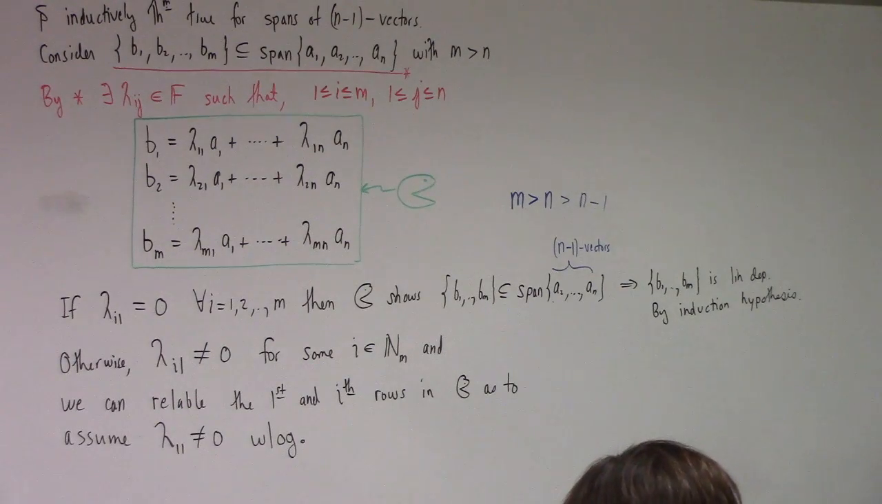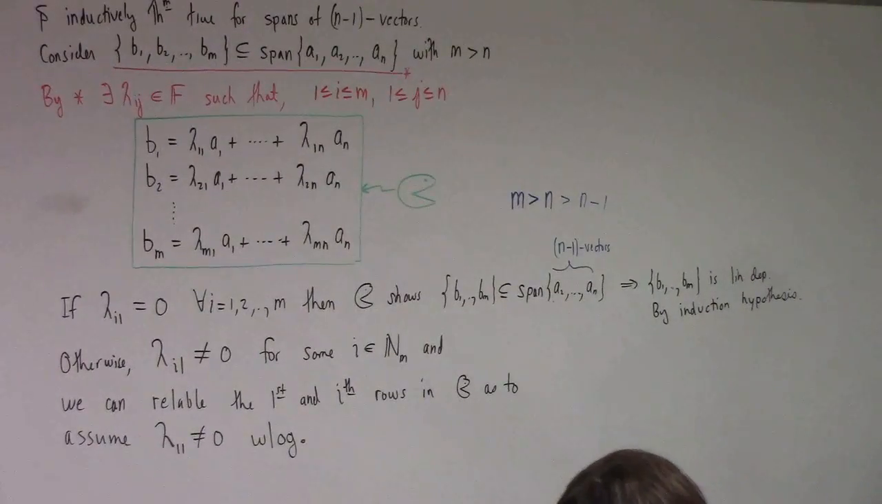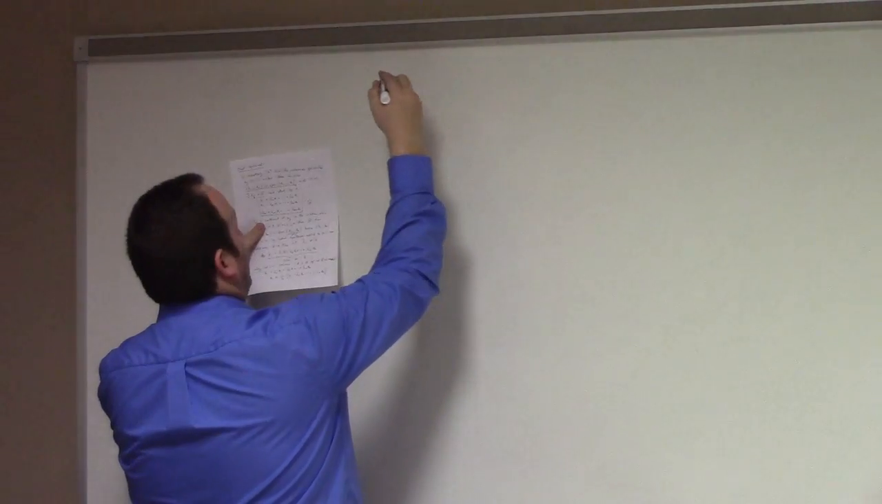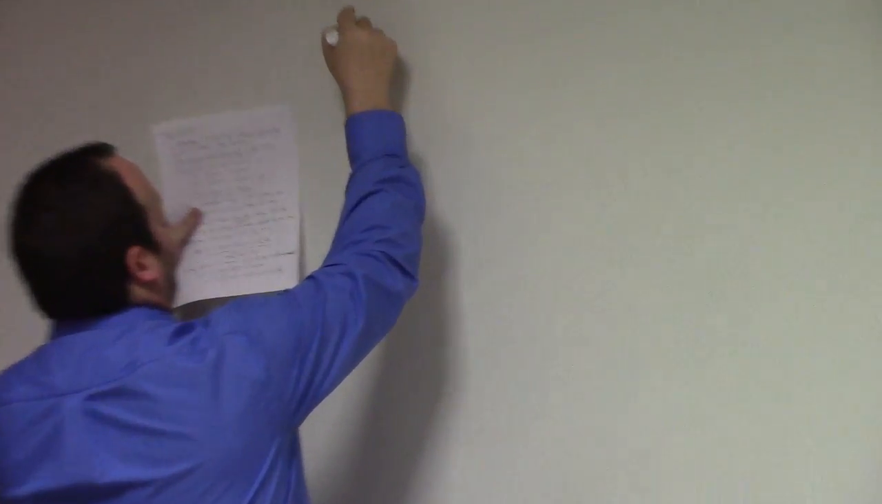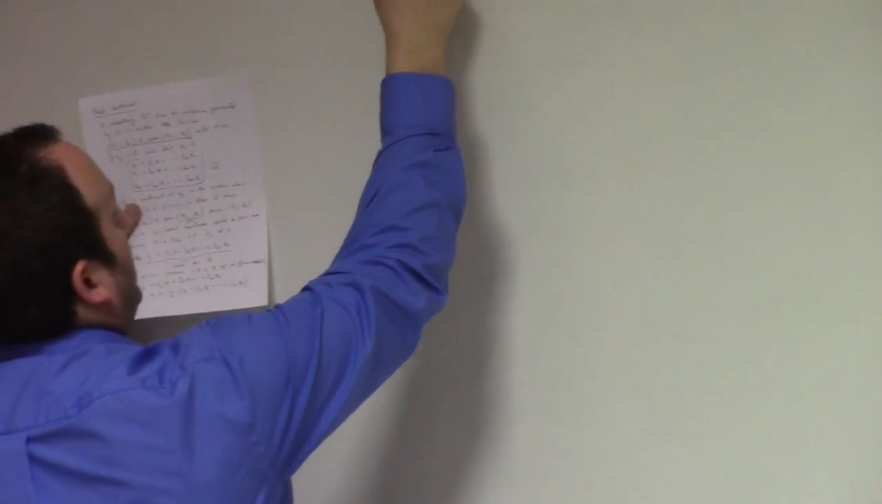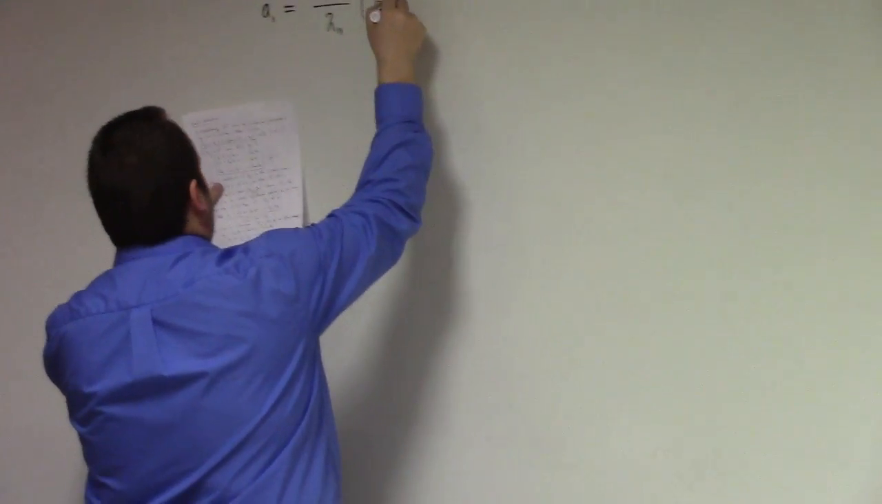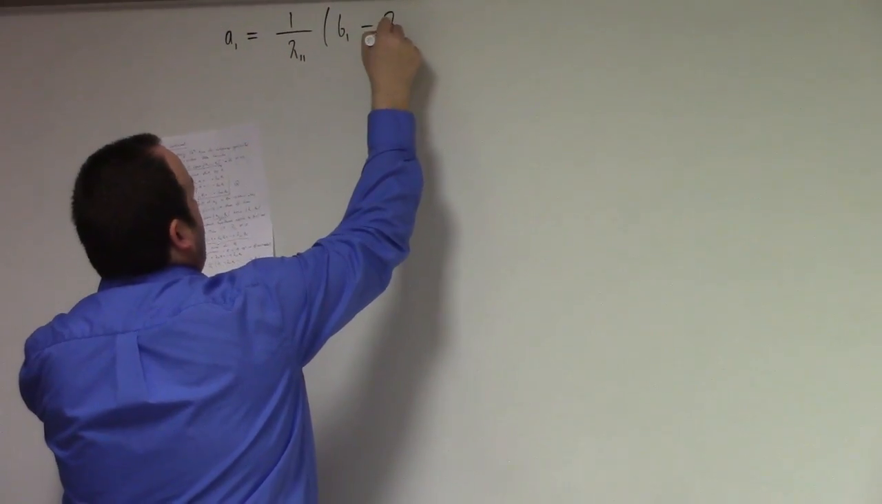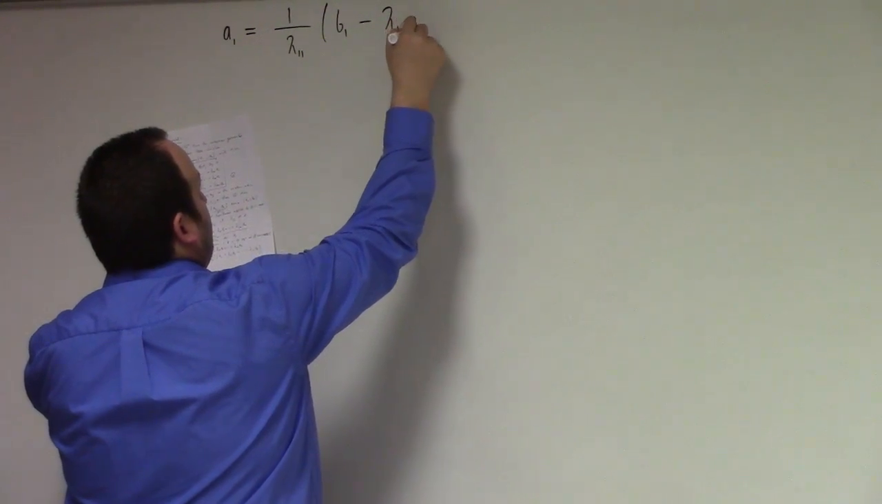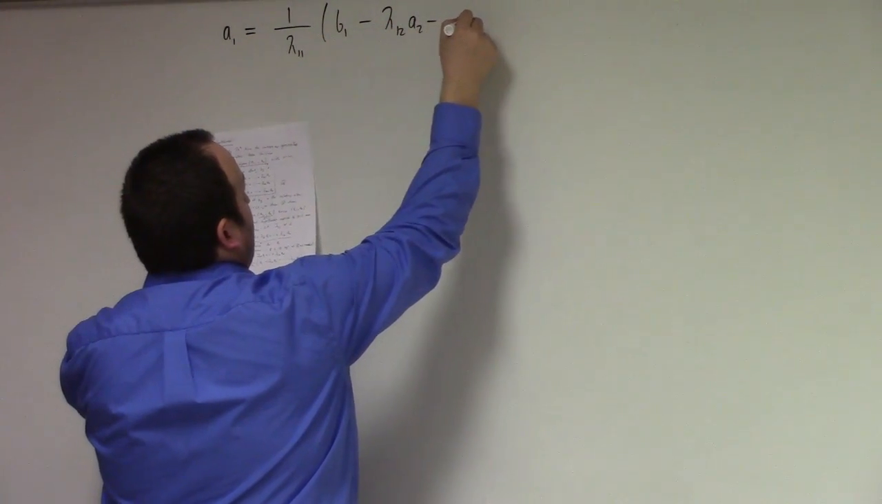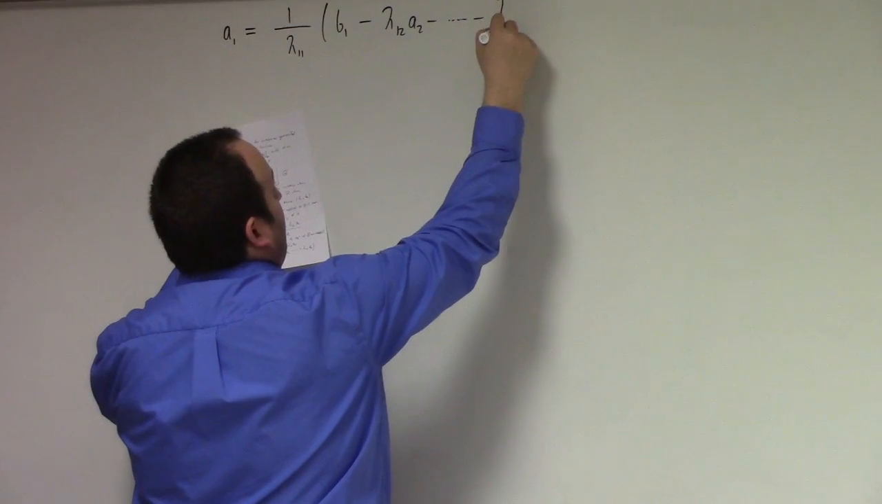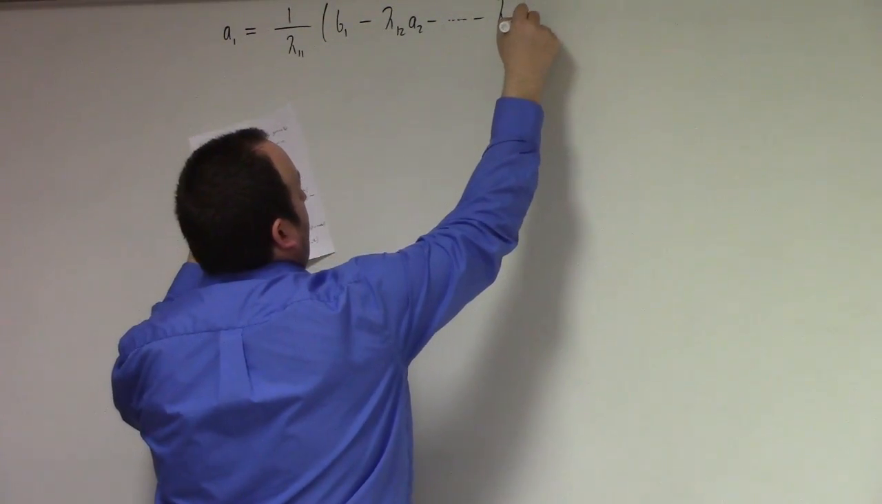And now I must write. With that relabeling, what do we have for a1? a1 is equal to what? 1 over lambda 1 times b1 minus lambda 1,2 a2 minus, minus lambda 1n an. Do you guys agree?